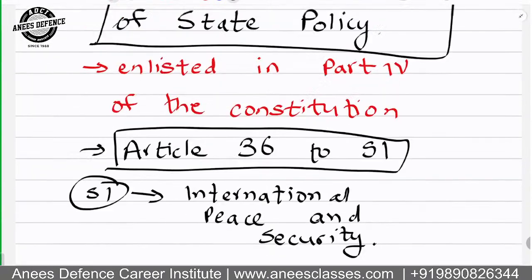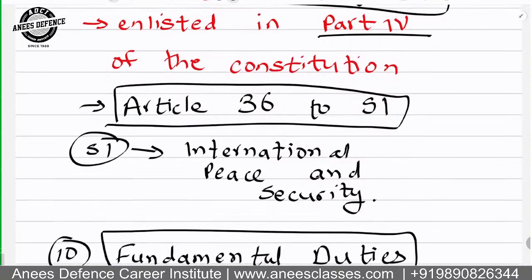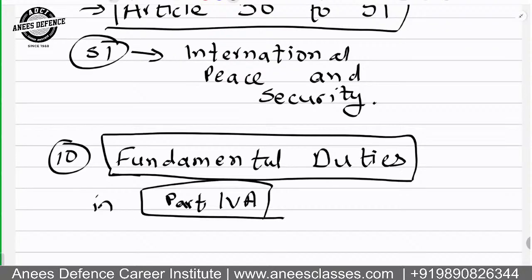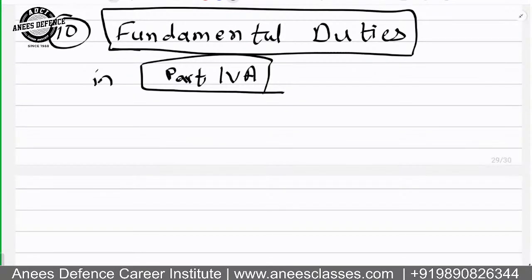The fundamental DPSP was included in Part 4. So, what will be the part of fundamental duties? Part 4A. Because there must have been some content in the constitution with Part 5. This was included during the emergency of 1976. Part 4A. Only one article.